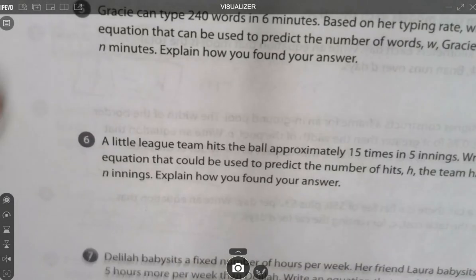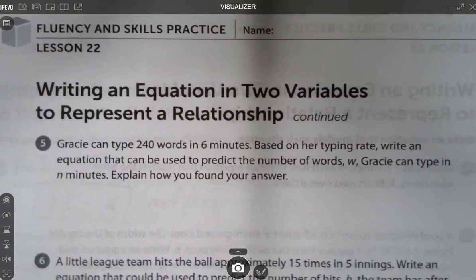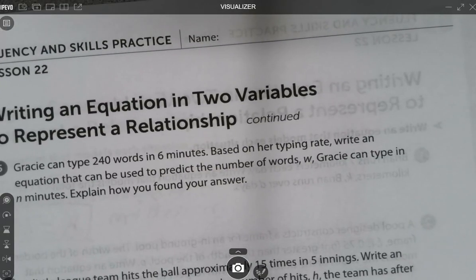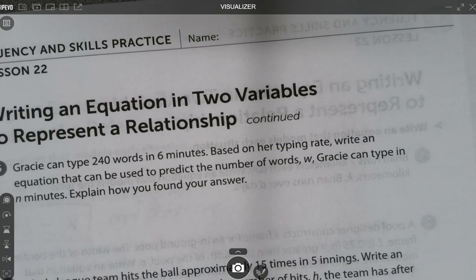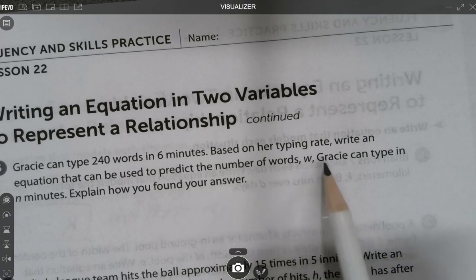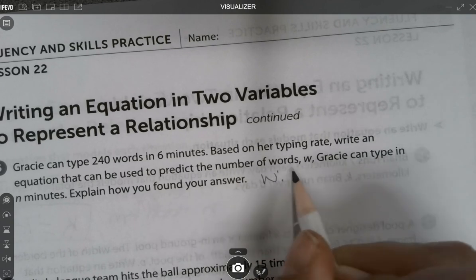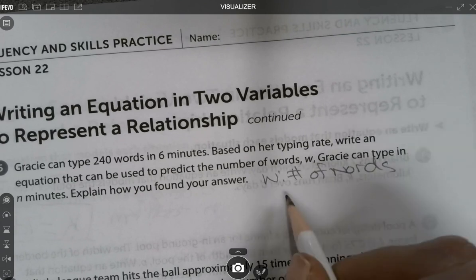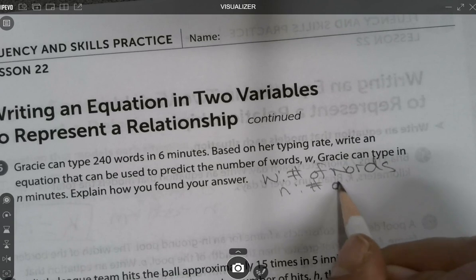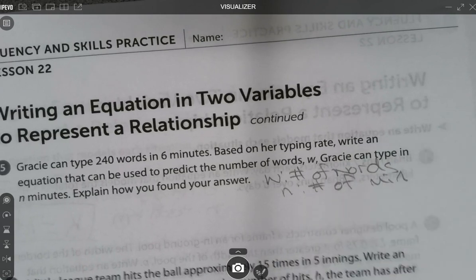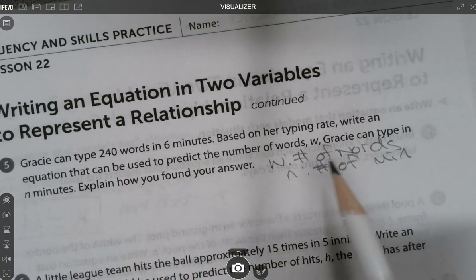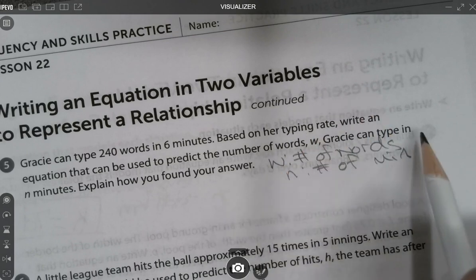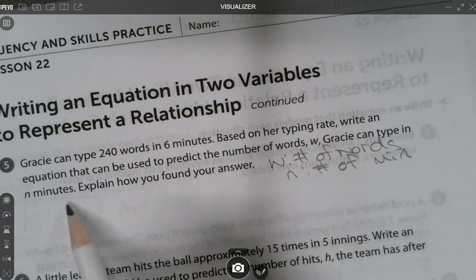Great. Let's look at number 5. Gracie can type 240 words in 6 minutes. Based on her typing rate, write an equation that can be used to predict the number of words Gracie can type in n minutes, number of minutes. Explain how you found the answer.